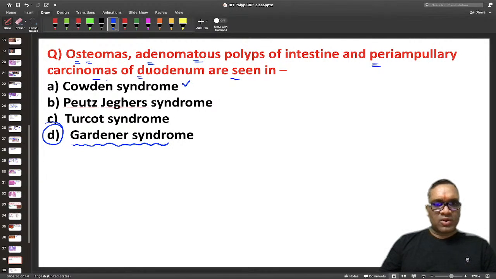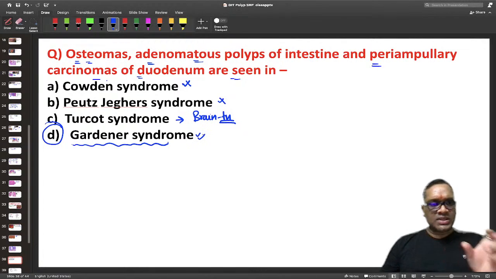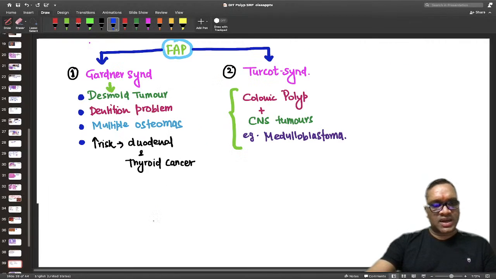Cowden syndrome we have already read, right? Hamartoma syndromes do not have this kind of presentation. Peutz-Jeghers syndrome we have already read, they will also not have this presentation. Turcot syndrome will have brain tumors, right? They will have brain tumors like medulloblastoma, glioblastoma. So osteomas, dentition problems, all these findings are suggestive of Gardner syndrome. So the answer is Gardner syndrome.